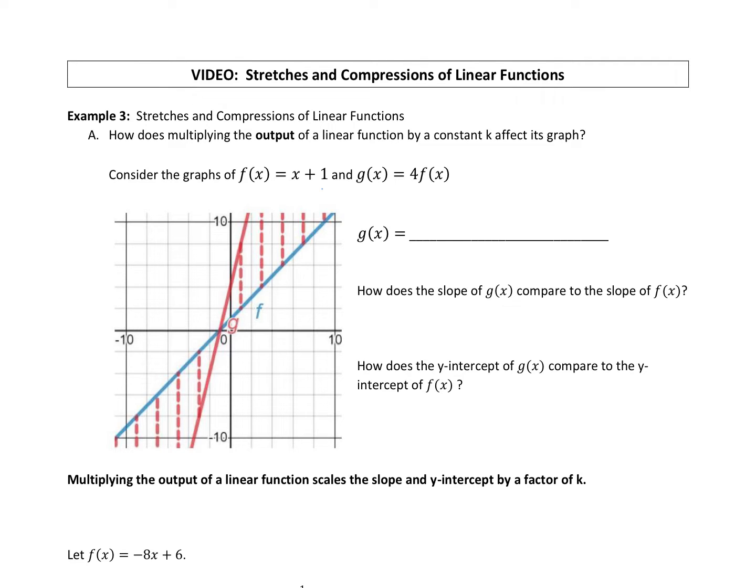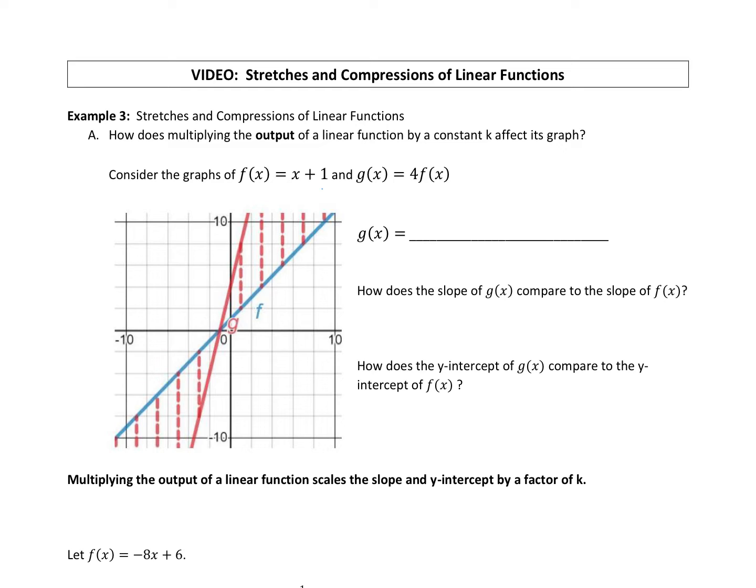All right, so we have covered vertical translations and horizontal translations. That's shifting your graph left or right or up or down. Now we're going to look at stretches and compressions of linear functions. So part A, how does multiplying the output of a linear function by a constant k affect its graph?